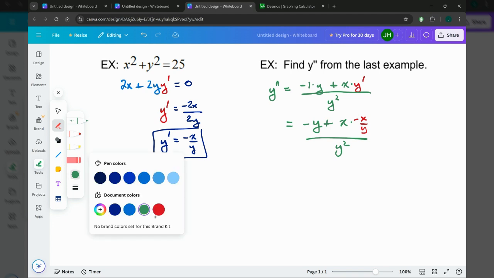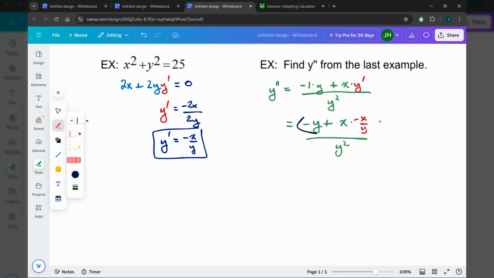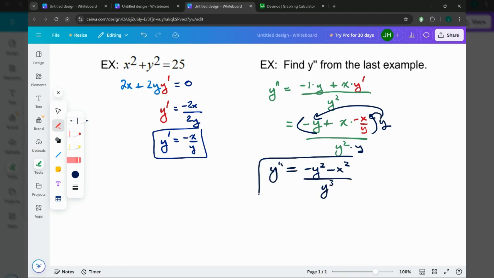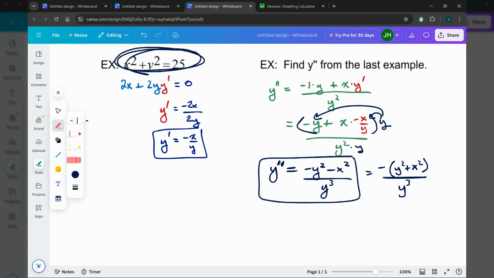Now, to make my life a lot easier here, we're going to do some simplifying. I'm going to multiply the entire top by y and the bottom by y. Here, I'd get negative y squared. Here, the y's would cancel. I'd get negative x squared. And on the bottom, I'd get y cubed, and that is essentially my second derivative, which would be fine. But watch this. If I take a negative out of the top, I get y squared plus x squared. You recognize that? X squared plus y squared, that's 25. The second derivative is negative 25 over y cubed. That's my second derivative for the circle.